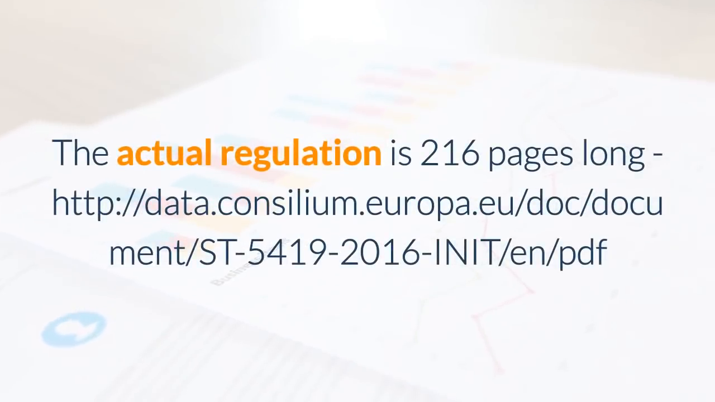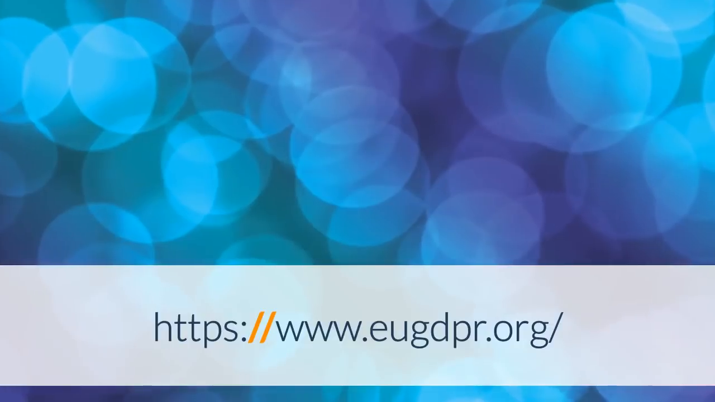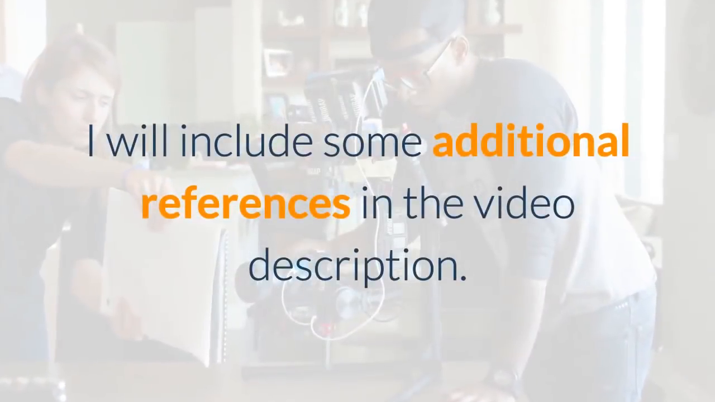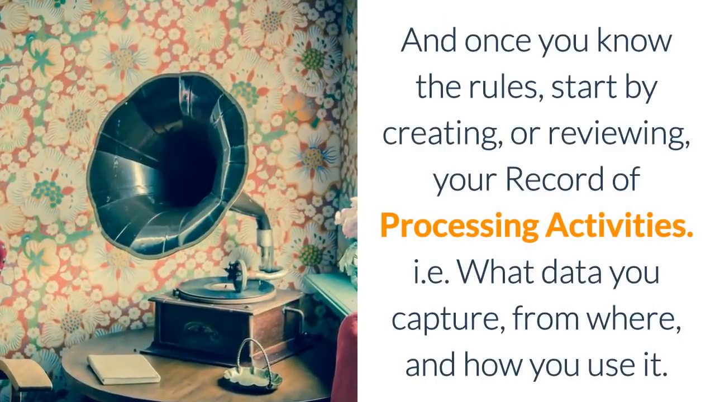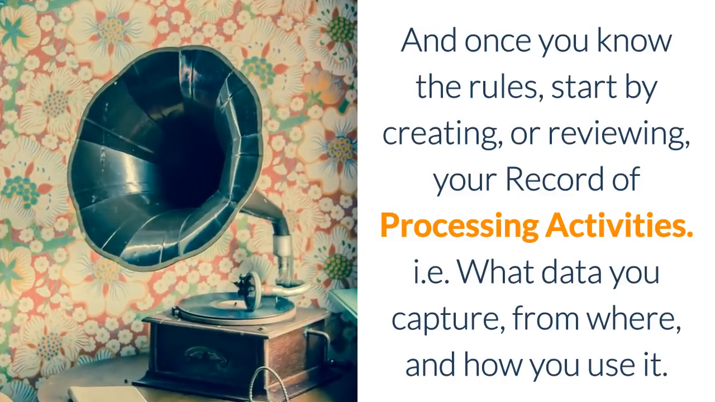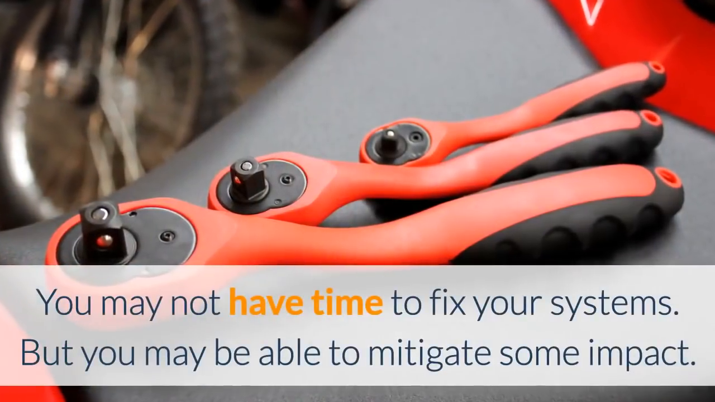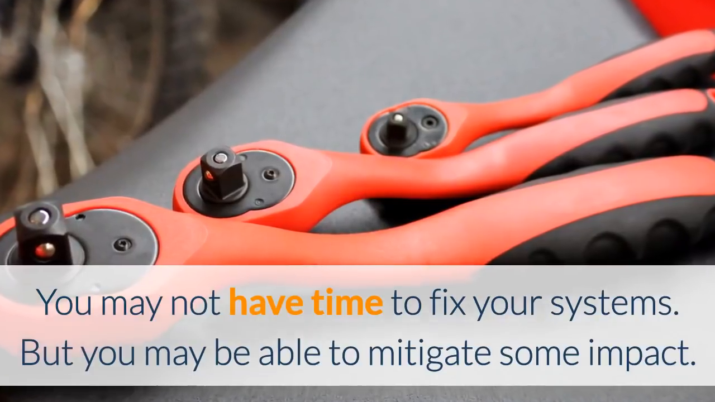The actual regulation is 216 pages long and you can find it online. I recommend you start with the summaries at eugdpr.org and gdprchecklist.io. I will also include some additional references in the video description. And once you know the rules, start by creating or reviewing your record of processing activities, i.e. what data you capture, from where, and how you use it. Now, you may not have time to fix your systems if you haven't started yet, but you may be able to mitigate some of the impact.